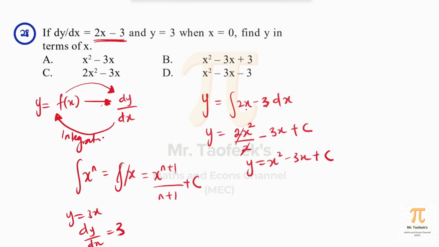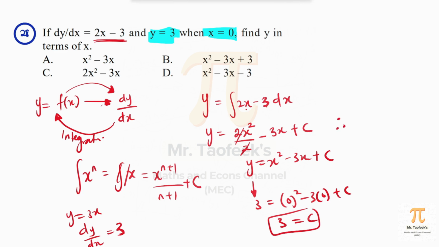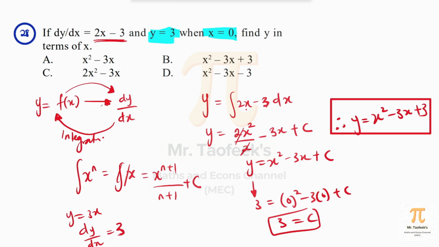Now I need to find c, because in the options you can see there is no c. How do you find c? You make use of the coordinates you are given. We're given that y is equal to 3 when x is equal to 0. So substitute in y, which is 3, and x, which is 0. So 3 equals 0 squared minus 3 times 0 plus c, so c is equal to 3. Therefore our equation is y equals x squared minus 3x plus 3, and that is option B. Okay, beautiful.